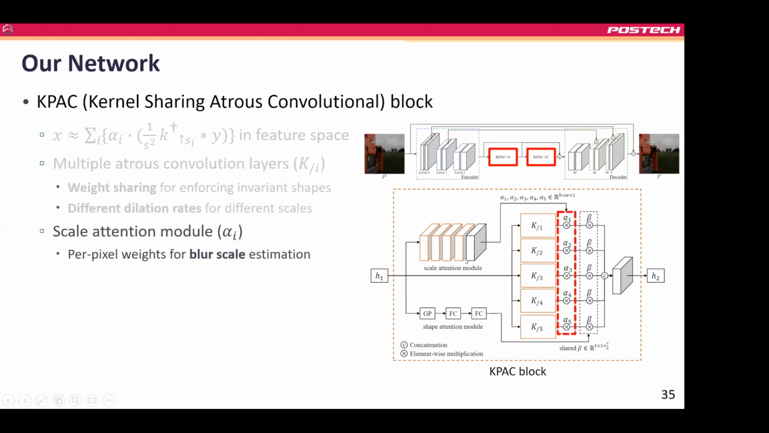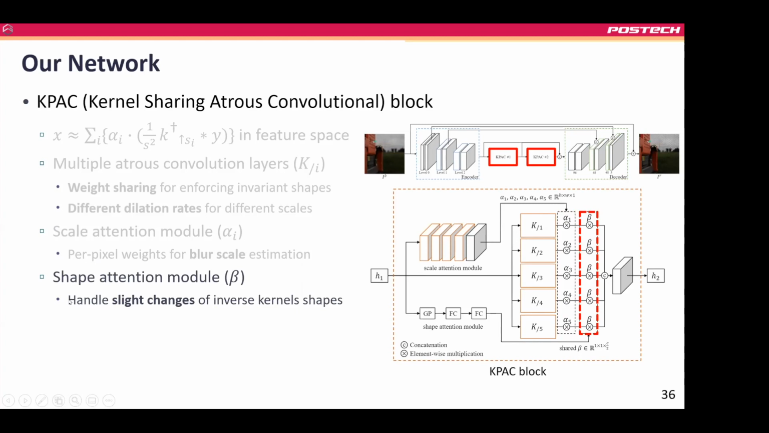And then we have some spatial scale attention model. Then here we have some interpolation of alpha value. This scale attention determines this interpolation factor for these different scales of inverse kernel. Then by having the scale attention, we can handle different scales at each pixel.